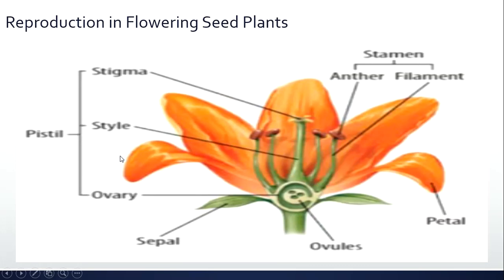Pollen can land at the tip of the pistil, or stigma, and then the stigma is at the top of the long tube called the style. At the base of the style is the ovary, which contains one or more ovules. If you remember, an ovule will contain a haploid egg and might become a seed if fertilized. So these are the parts of the male and female in a flower.